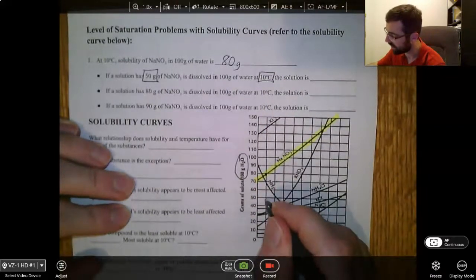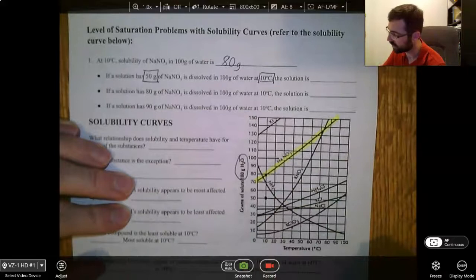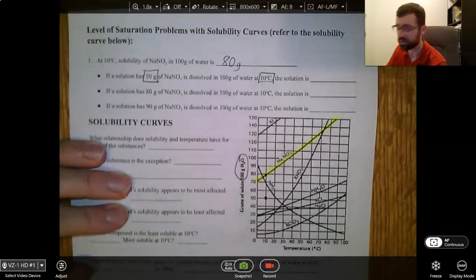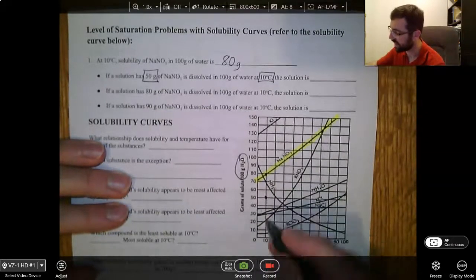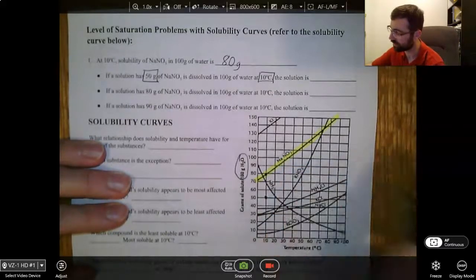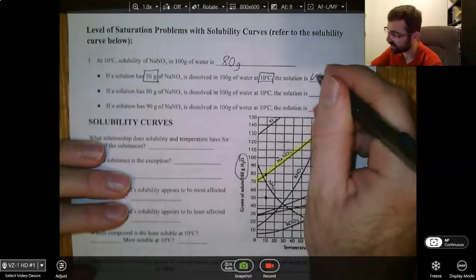All right, so that would be right here. What's the solution? Saturated, unsaturated, or supersaturated? Well, it's less than the maximum amount dissolved, so we would say it's unsaturated.